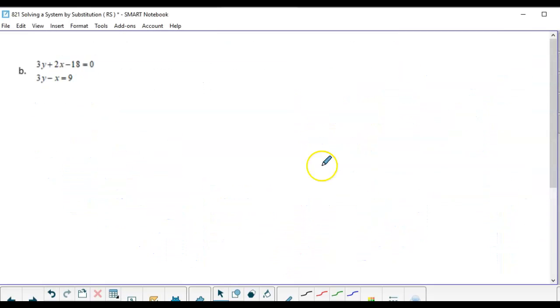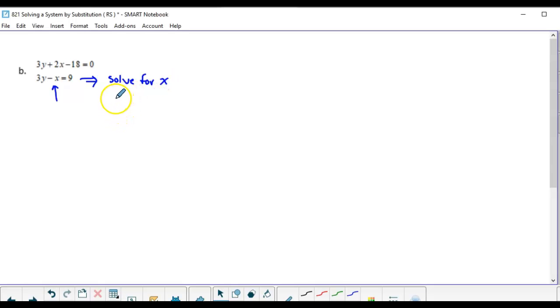Okay, let's look at the next one. So again, these aren't in any type of particular form of an equation, but we're asked to use substitution. So remember, we want to have x equals or y equals. Now looking at the first one, I'm not going to solve that for either x or y because I'd have fractions, because there's coefficients in front of both terms. This one though, that's just minus 1x. So I'm going to solve this equation for x.